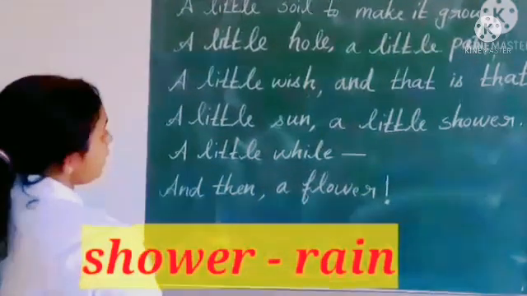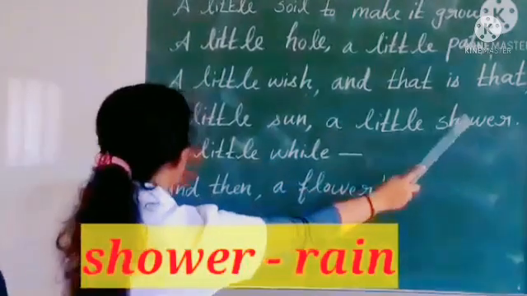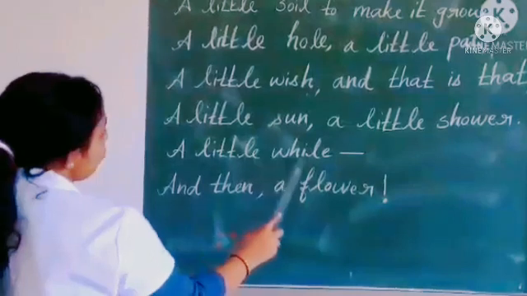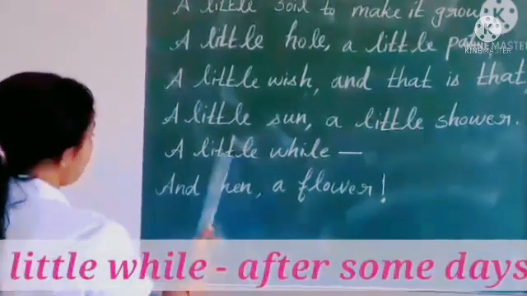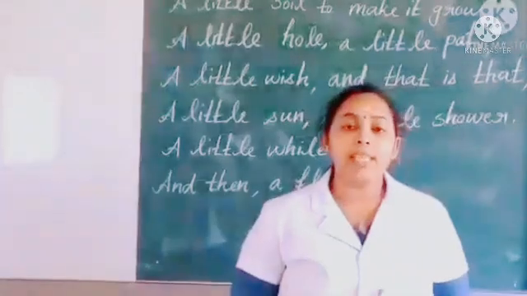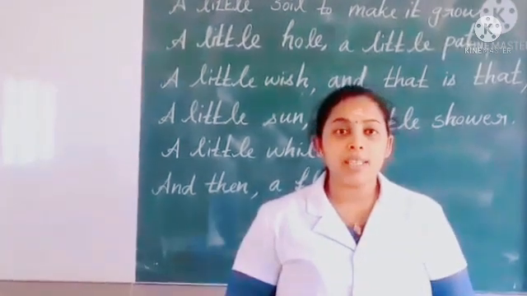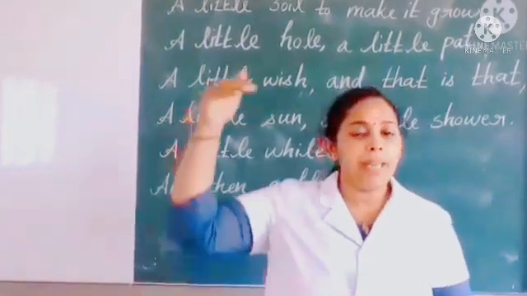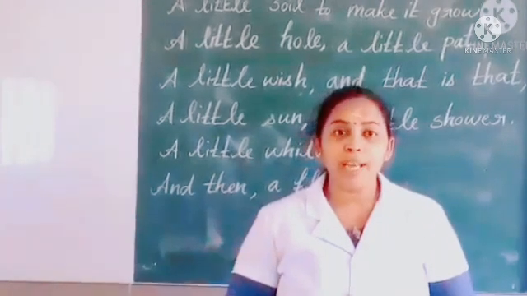What are the things a seed needs to grow? Sun and shower, meaning rain or water. A little while. Here a little while means after some days. And then a flower. Some days the seed will get soil, sunlight and water. Water may be rain. So after some days it will become a flower.